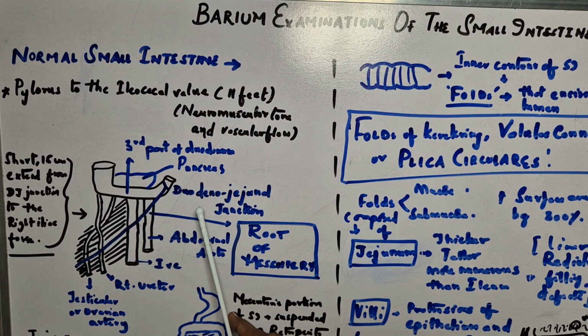Then we should know something about the root of the mesentery. Normally the small intestine has a mesenteric portion. The mesenteric portion of the small intestine is suspended from the retroperitoneum by the root of the mesentery. It extends from the duodenojejunal junction to the right iliac fossa. This root of the mesentery crosses the horizontal portion of the duodenum, abdominal aorta, IVC, right ureter and testicular and ovarian arteries. This root of the mesentery is short, 15 centimeters.